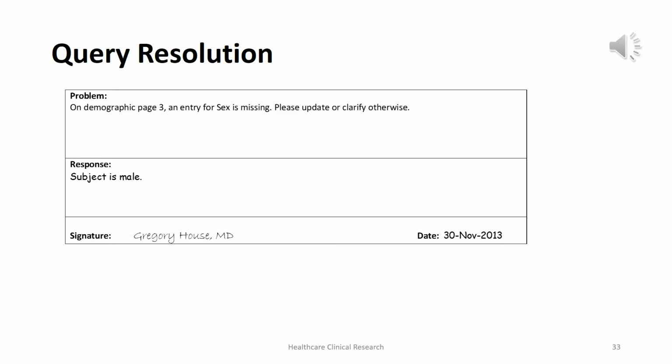So in this example, our problem or our query was we had on demographic page 3 an entry for sex is missing. Please update or clarify otherwise. So the site has responded back that the subject is male. And you can see where the principal investigator signed it down at the bottom. They signed on 30 November 2013. So we can probably begin to resolve that. If we think about the questions that we had first, we see the response makes sense. They answered the question, they signed and dated it. So we should be in pretty good shape on that particular query that we received back.